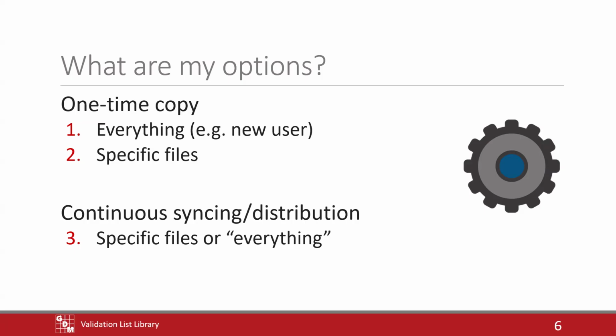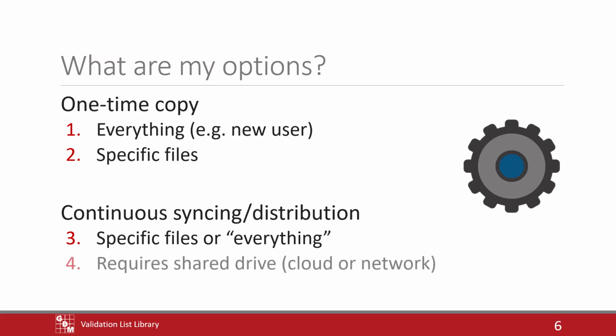So for a one-time copy, that's great just to get off the ground, but maybe more powerful for an over time process would be if I can continuously sync or even distribute these files to everyone in my company. And so again, that'll be kind of similar to the one-time copy, whether I'm looking for a specific set of files or this idea of everything, all the lists that matter. So those will be the two options.